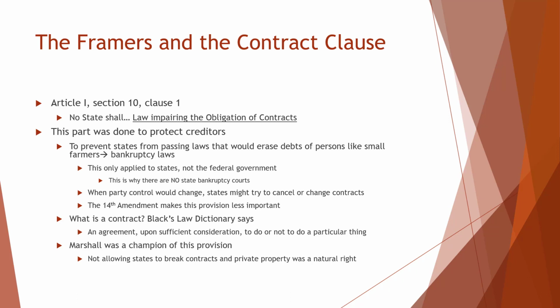You're seeing other states try to do similar things, like South Dakota. But Wilmington has an advantageous location. It's halfway between Washington and New York, right outside of Philadelphia. So, a good spot. So this only applied to states. Remember, Article 1, Section 10 is a limitation on states, not the federal government. That's why we have no state bankruptcy courts.